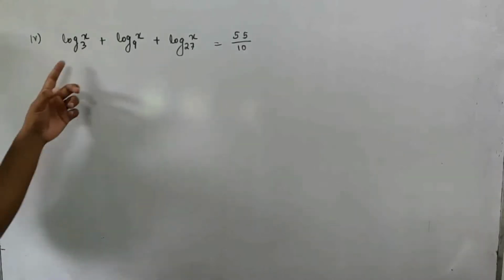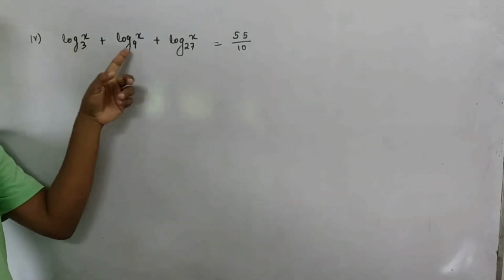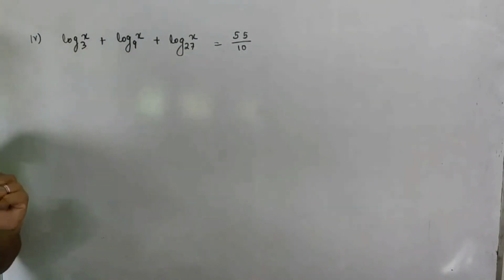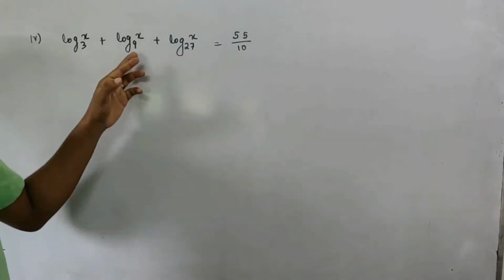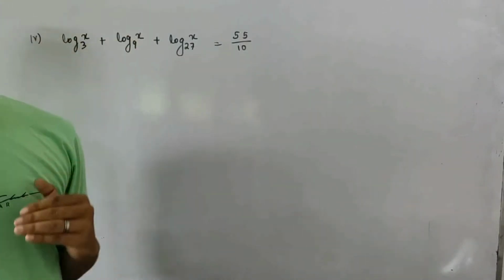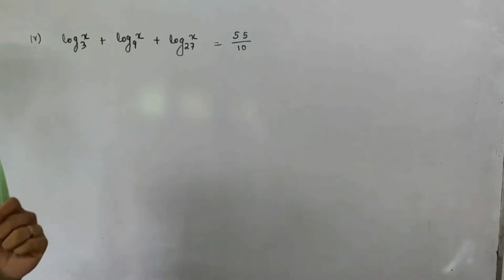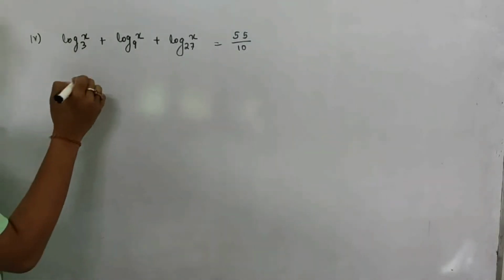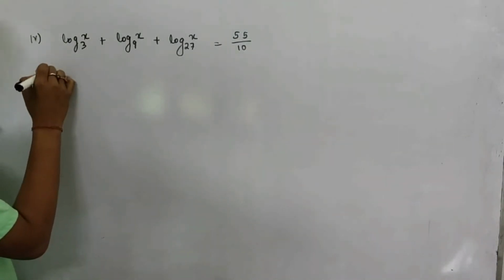So I think you have understood the question. See, 9 I can write in terms of 3, 27 I can write in terms of 3. But to do that, they should not stay in base. They have to stay up, isn't it? So I have to do what? Change of base over here, reciprocal. So, solution.